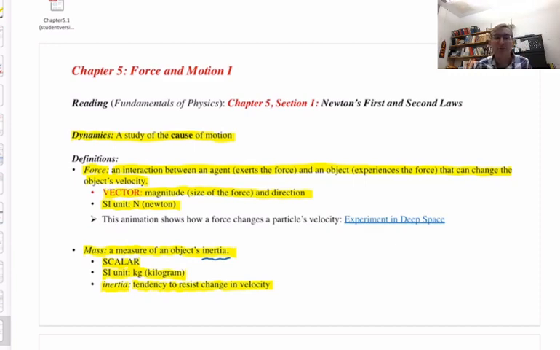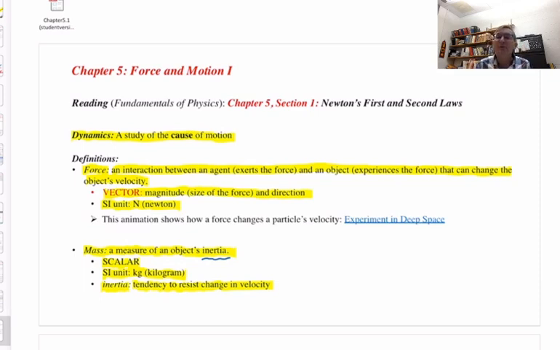We will stick to our description here. Mass is a measure of an object's inertia. The more inertia an object has, the more it can resist changing its velocity. Mass is a scalar in kilograms in the SI system. Okay, so those are just some ideas.